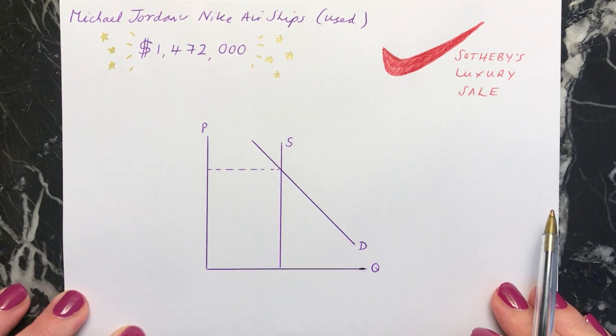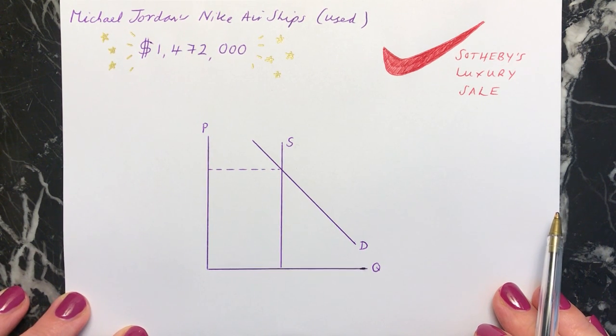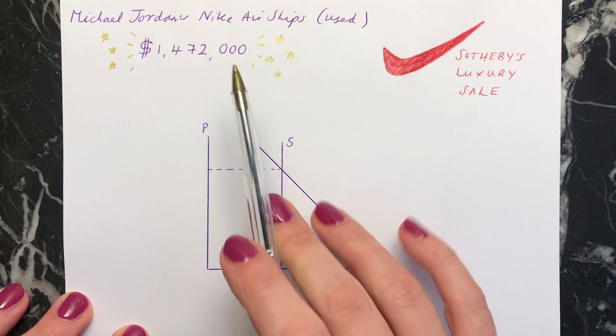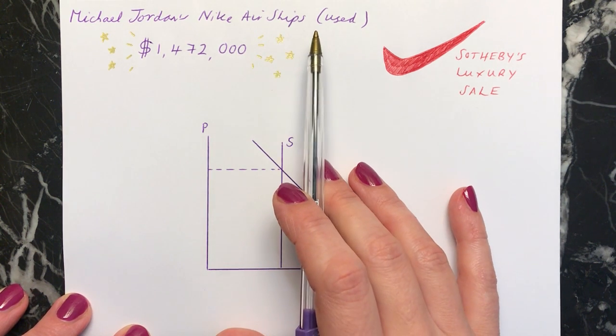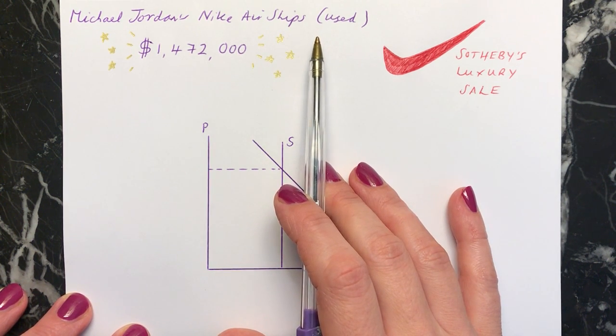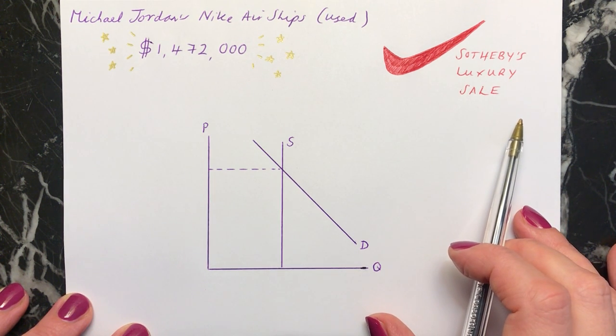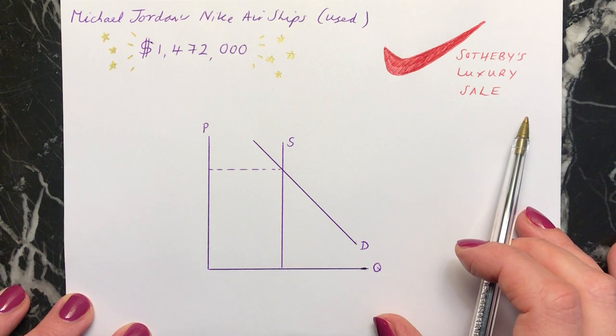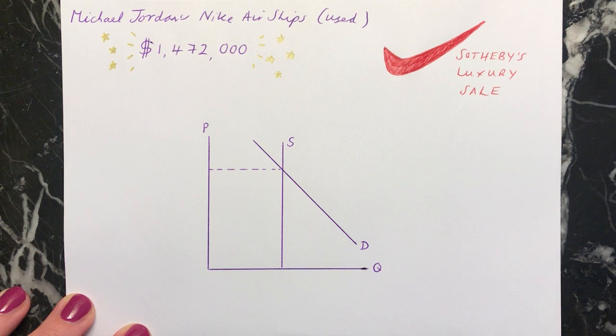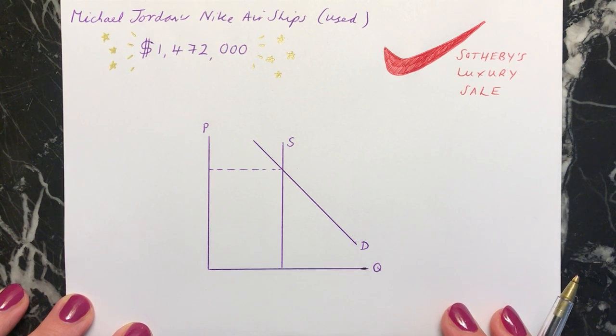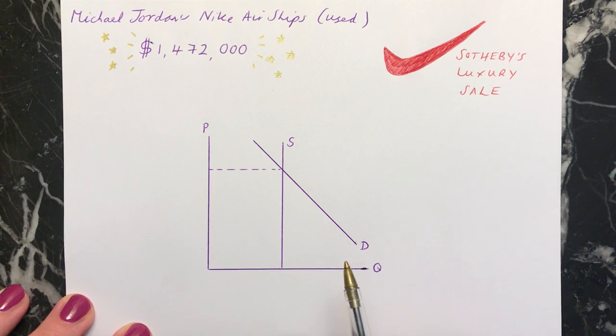Hi everybody, in this video I'm going to talk to you about a recent news item. A few days ago, some used trainers that used to belong to Michael Jordan, the Nike Air Ships, were sold at an auction in America with Sotheby's. It was a luxury sale, and they sold for $1,472,000 US. I just wanted to talk about the economics behind how they sold at this price and how it worked, using a demand and supply diagram.